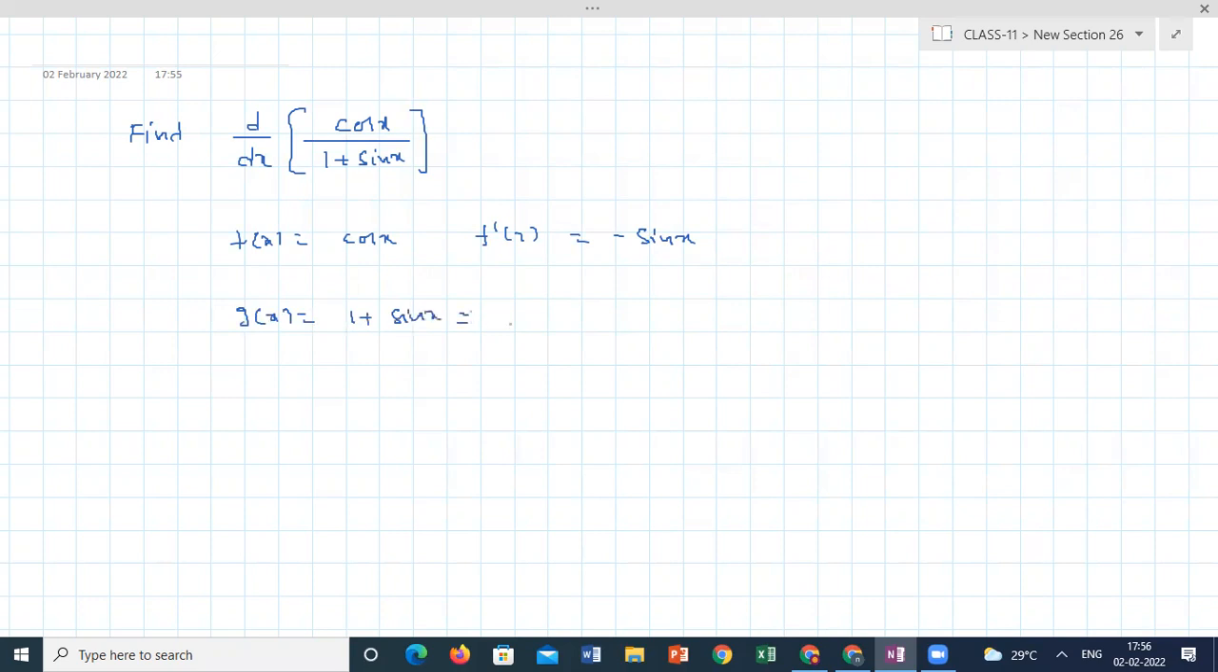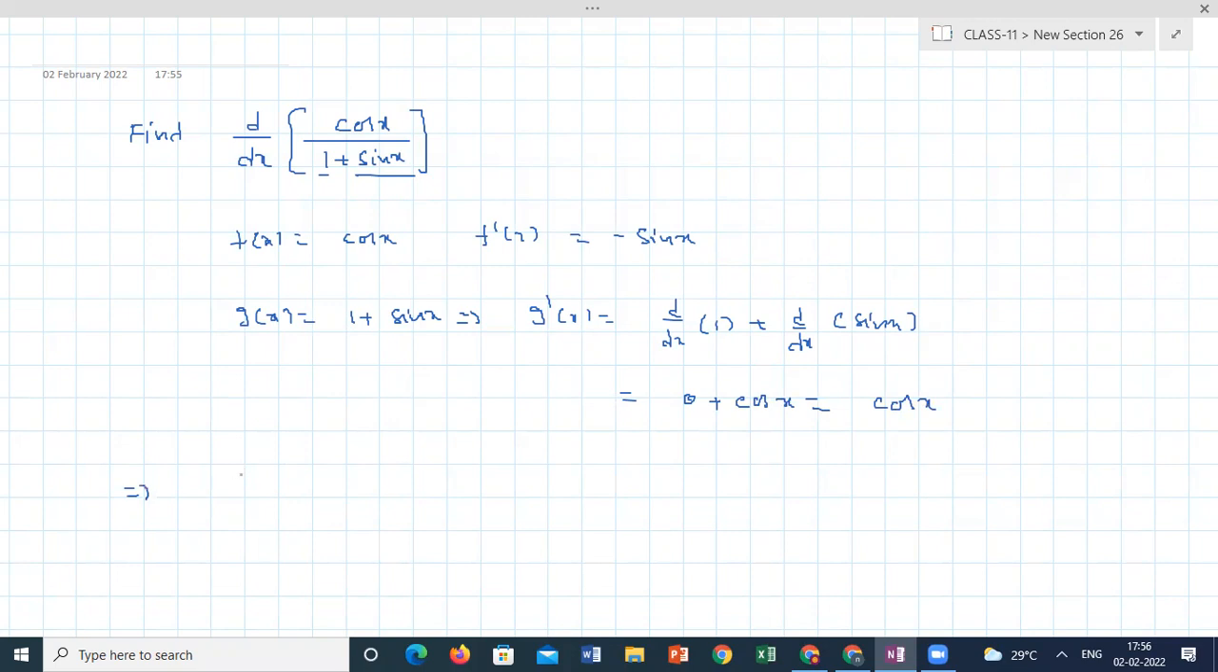So now we are applying the algebra of the function. That is, if I am taking g dash x, d by dx of 1 plus d by dx of sin x. So differentiation of 1 plus sin x means, because of the addition, 1 differentiation plus sin x differentiation. So 0 plus sin x differentiation is cos x. So 1 plus sin x differentiation is cos x. Now it is ready to do.